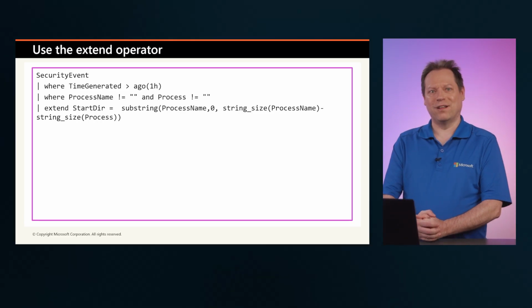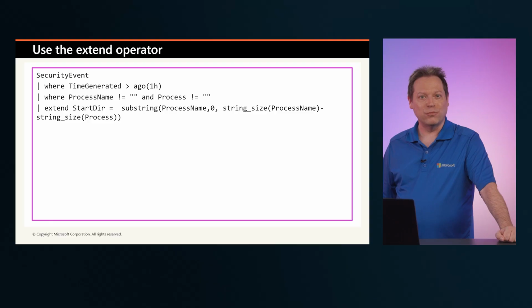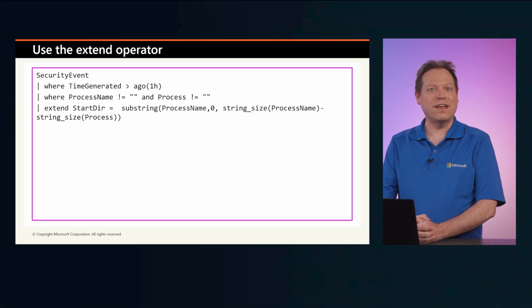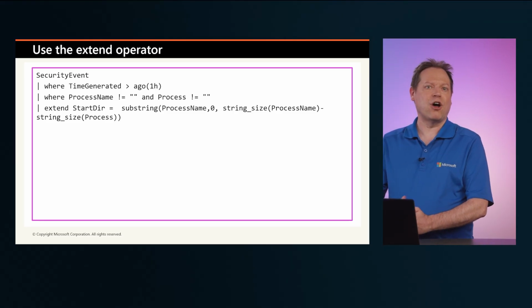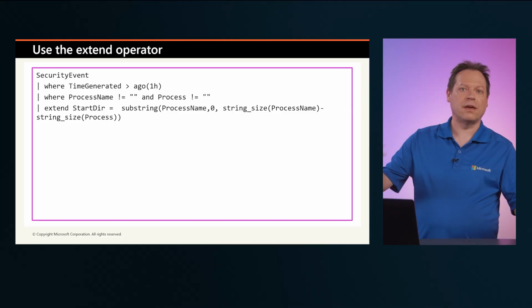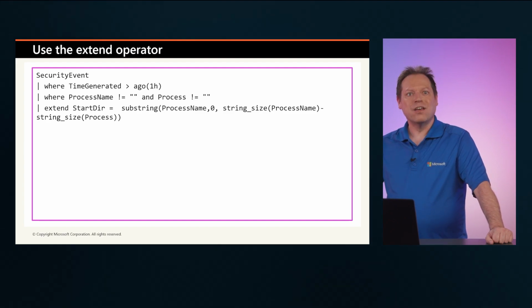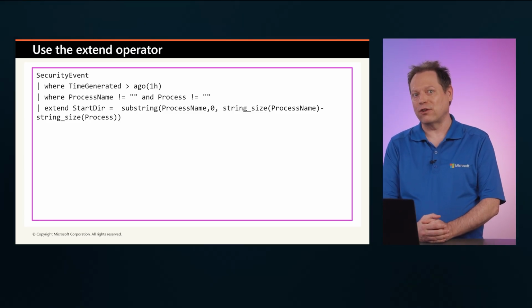Next, let's create new fields on the fly with the extend operator. Extend adds a calculated column to a result, which is incredibly useful when you need to derive a value that doesn't exist directly in the data. For example, starting with SecurityEvent, filtering on the last hour and ensuring both Process and ProcessName aren't empty. From there, you can compute a new column called StartDir by using the substring function and the string_size function to strip the process name down to just the starting directory portion.